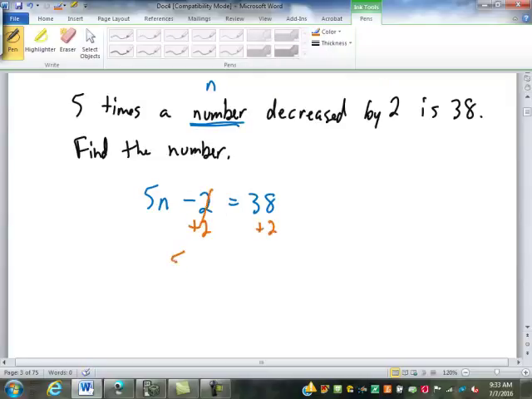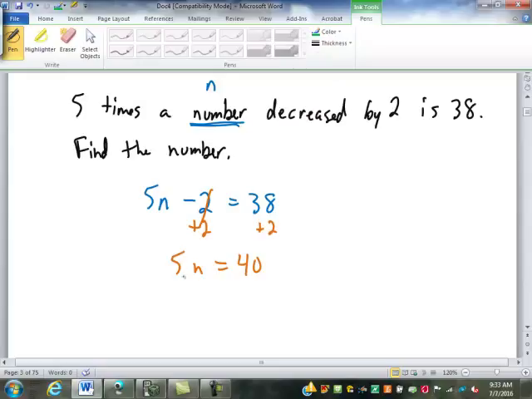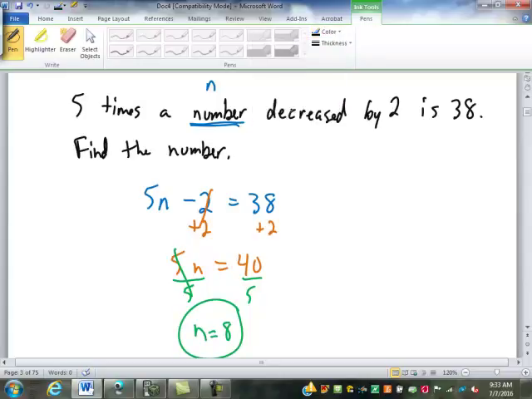Perfect. So 5n equals 40, and then n is multiplied by 5, so we get rid of it by dividing by 5. n equals 8. So the number is 8. 5 times 8 decreased by 2 would be 38.